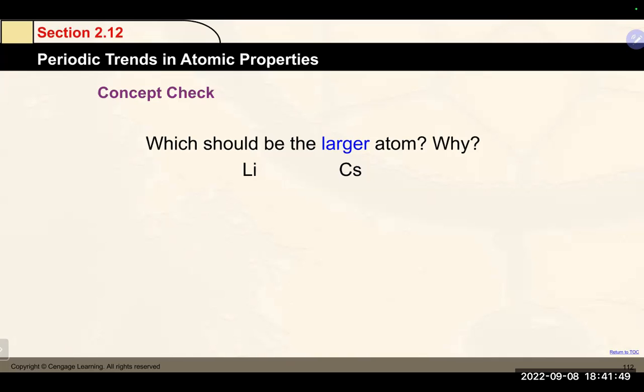Which one should be the larger one here, lithium or cesium? Should be cesium. Again, coming down, we're increasing the principal quantum number, increasing the size of the orbitals, going to keep bumping out those electrons further away from the nucleus. And even though it has a little bit greater of a positive charge, there's a lot more electrons further away to start with. So it's not going to feel as much of that effective charge to bring it back in. So we're going to see cesium being a larger atom.